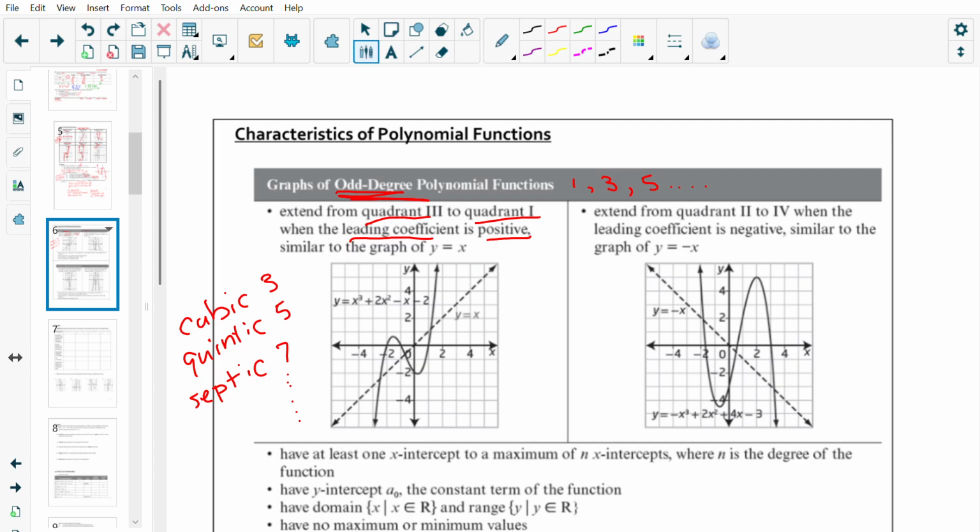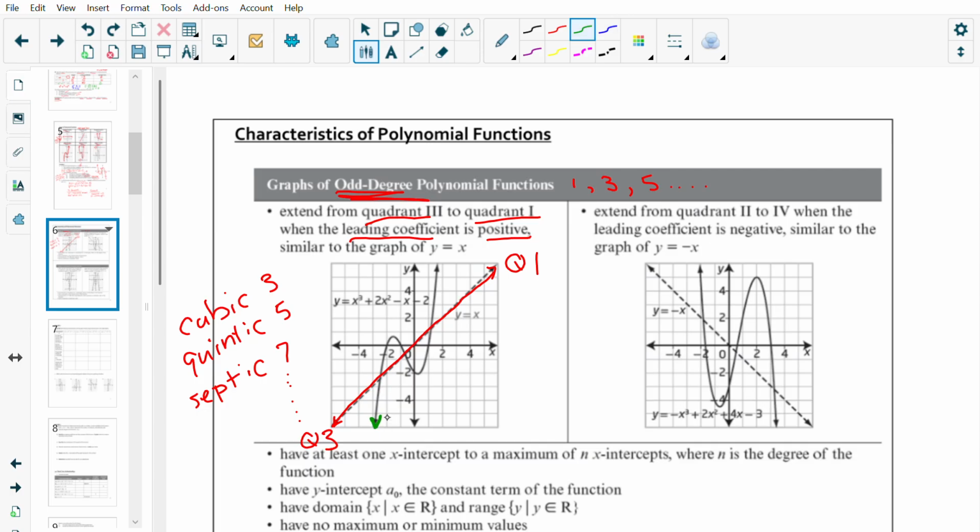It follows this general pattern: when the lead coefficient is positive, it's similar to the graph of y equals x. So look at this graph of y equals x. This is how I remember this, to determine the characteristics of the end behaviors. The graph of y equals x starts in quadrant 3, ends in quadrant 1.